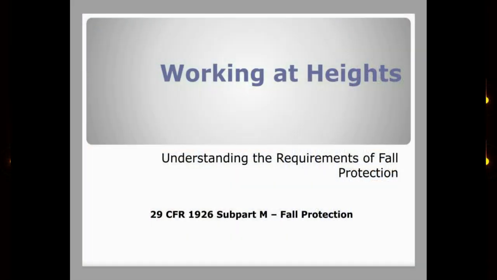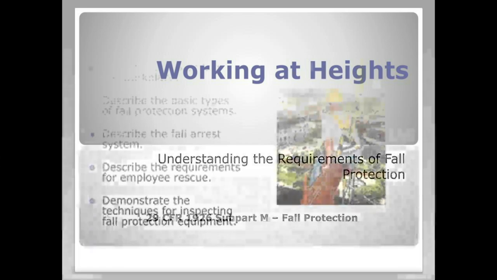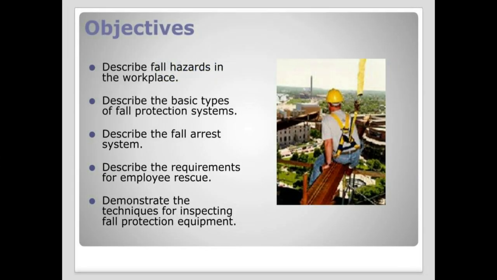This training module covers working at heights, understanding the requirements of fall protection, 29 CFR 1926 Subpart M, Fall Protection. Some objectives of this training course: describe fall hazards in the workplace. Describe the basic types of fall protection systems. Describe the fall arrest system. Describe the requirements for employee rescue. Demonstrate the techniques for inspecting fall protection equipment.